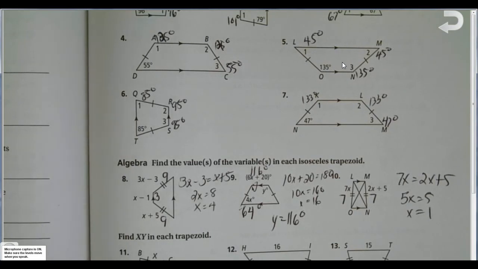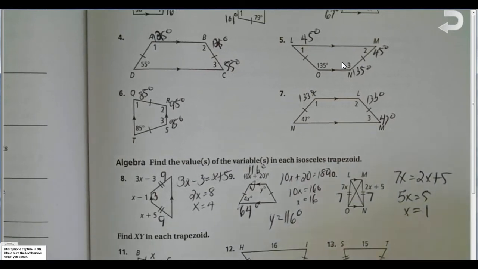Number 9 was a little bit more difficult. You just had to add 6x plus 20 plus 4x, and that would help you solve for x. And then you had to use that to solve for y. And so 6x plus 20, when you solved that, you got 116, and then obviously y was congruent to that angle, so that's how you got 116. All right, let's go back through the notes.